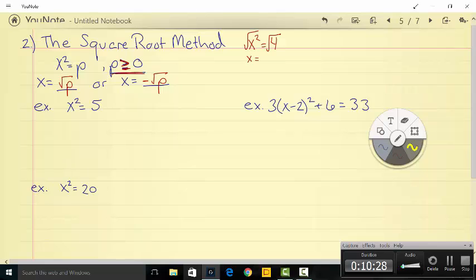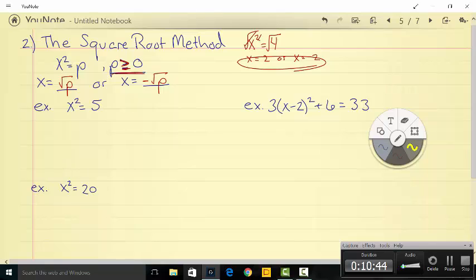But since we're squaring a number to get 4, well, that could be 2, but it could also be negative 2, because both of those numbers squared gives us 4. So we don't know which one is the answer, so we just list both of them. And that's what the square root method is implied by.